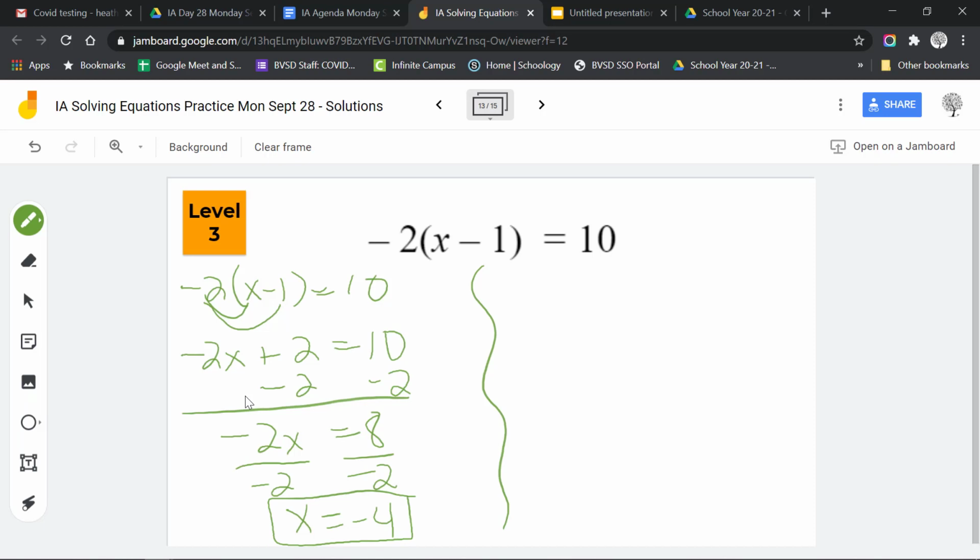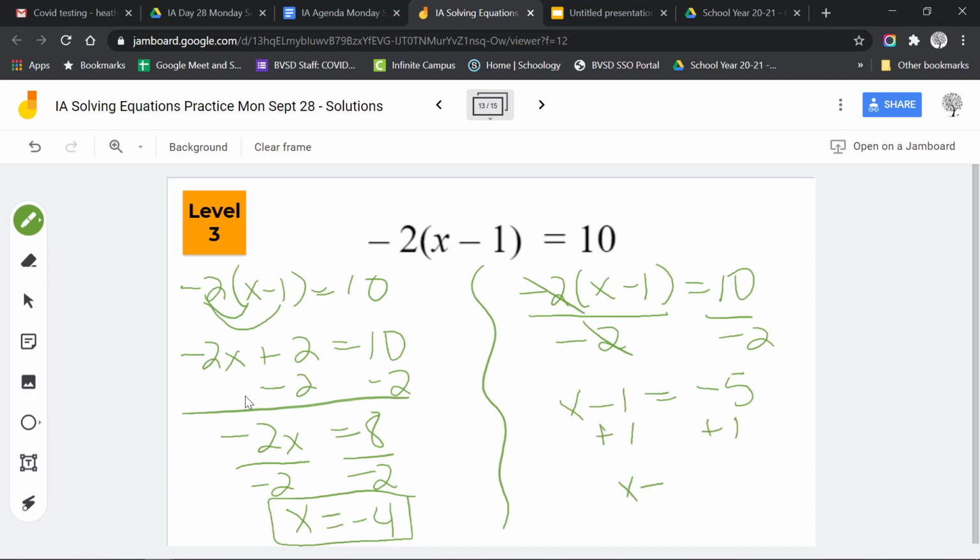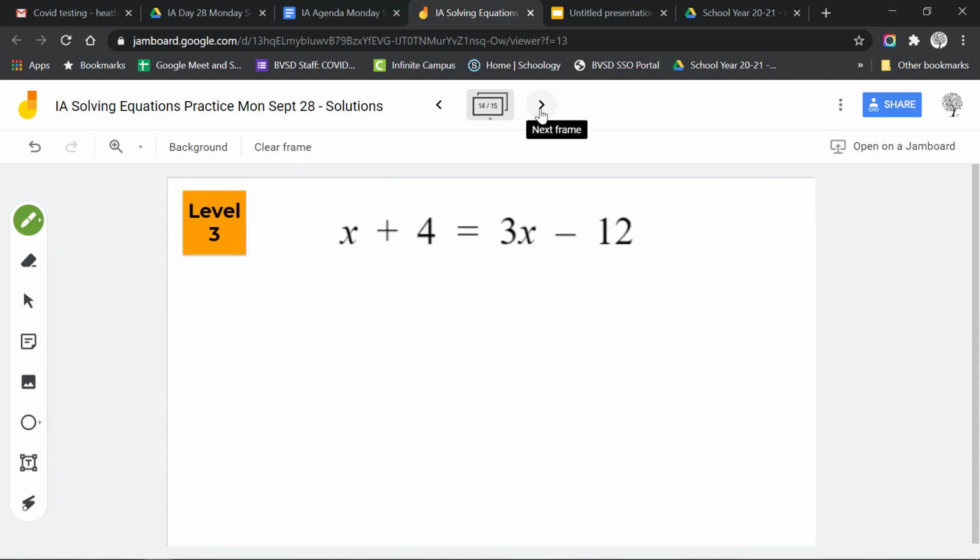The second way is to start off by getting rid of that multiply by negative 2 and divide both sides by negative 2 first. So now I've got x minus 1 equals negative 5, and if I add 1 to both sides, I get x equals negative 4, just like with the other method.